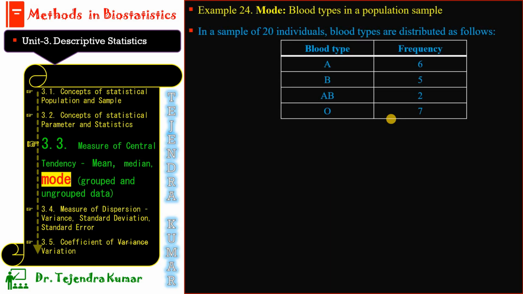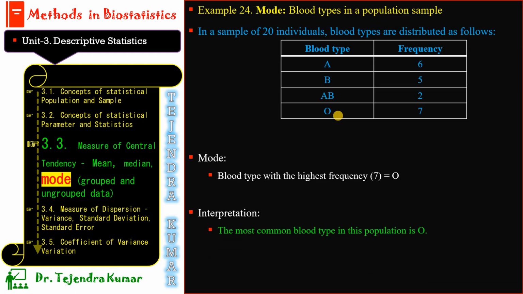This is a simple example of mode, where blood type in a population sample. In a sample of 20 individuals, blood types are distributed as follows. Blood groups A, B, AB and O, and frequencies are 6, 5, 2, 7. Now, mode: the blood type with the highest frequency is 7, which is given here, and the corresponding blood type is O. So the interpretation is that the most common blood type in this population is O.